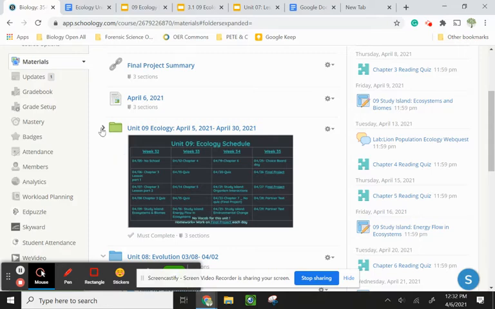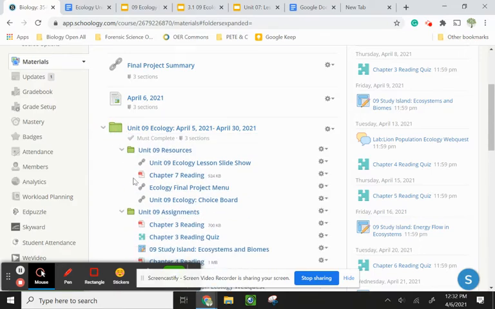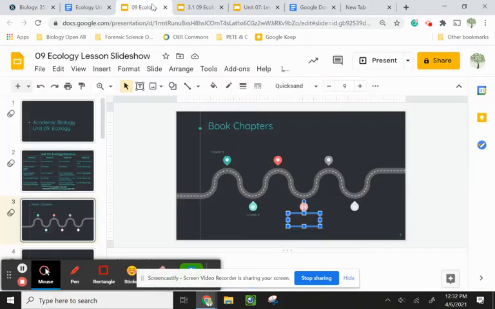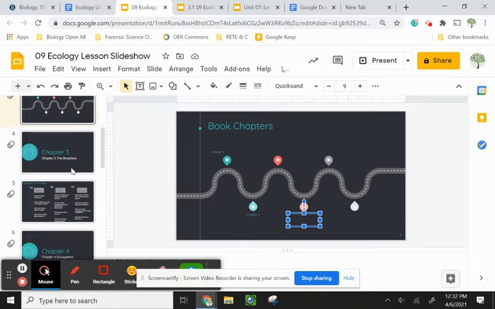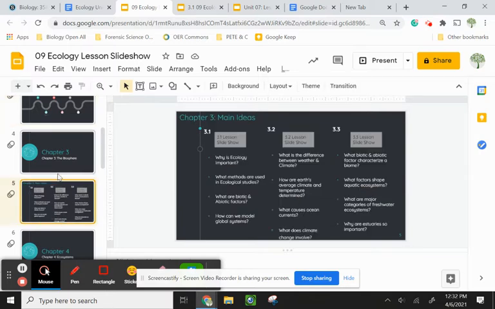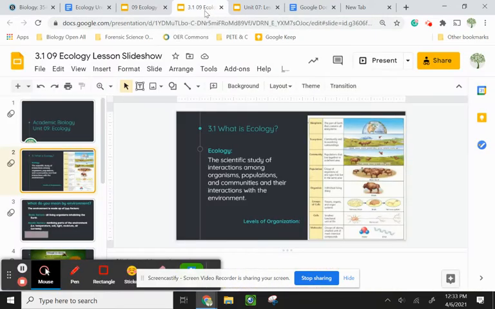If we go into the ecology folder, you'll see the ecology lesson slideshow posted right here because there is so much content in this unit. I do have things in the slideshow broken up just a little bit. So you're going to want to go into the chapter 3 section and then click on 3.1 lesson slideshow. And that's going to take you into the content that we're going to cover in chapter 3.